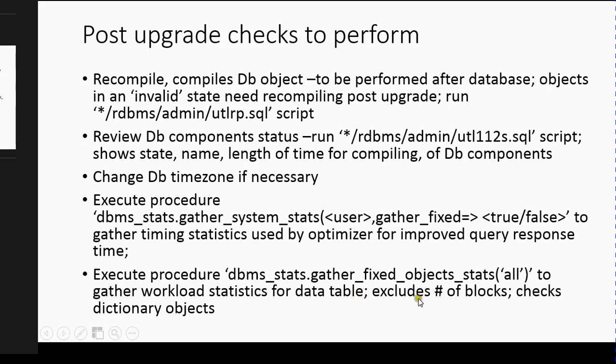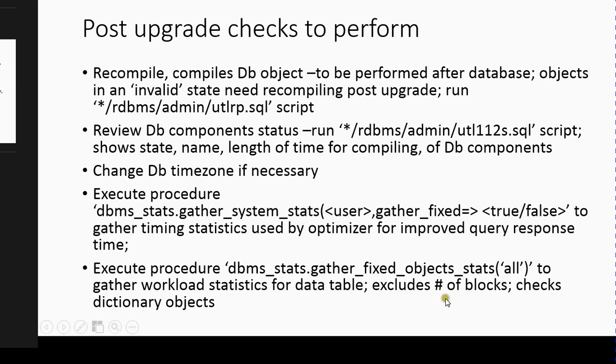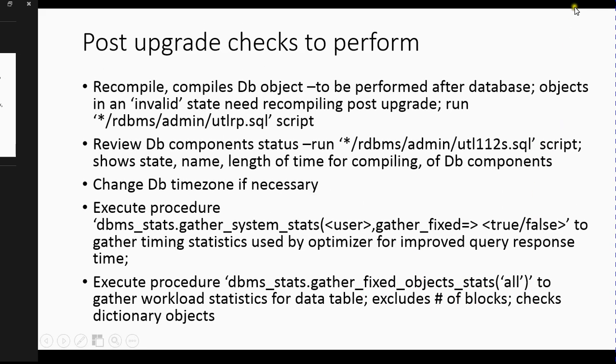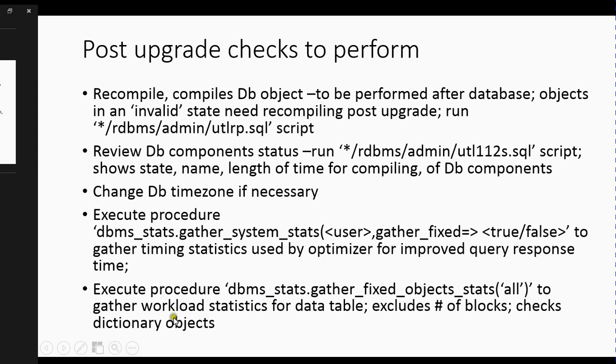Basically, this command excludes the number of blocks. There's another command, gather table statistics. That one gives you more information on a fixed object, but this one basically excludes the diverse objects. And also, this is a very important point: it actually checks the dictionary objects. When I say dictionary, I'm referring to V$SESSION and many other performance views, which fit into the category of dictionary objects.